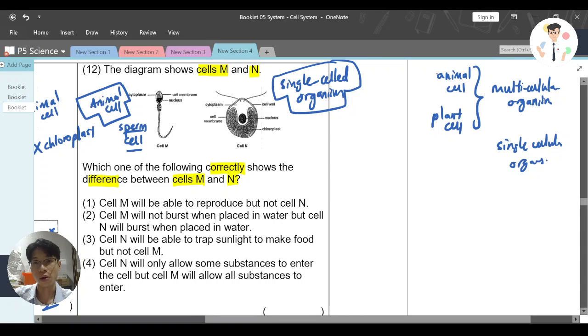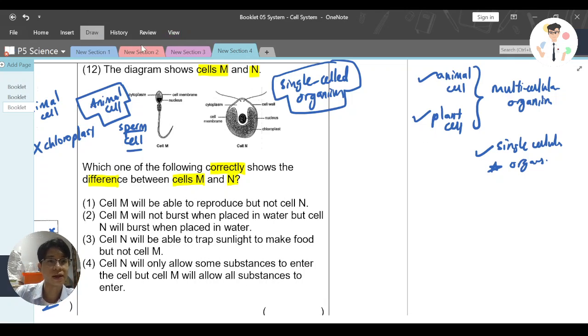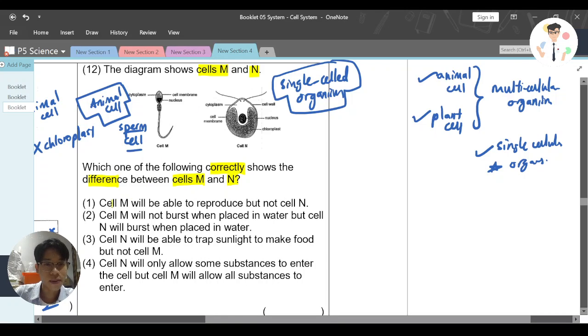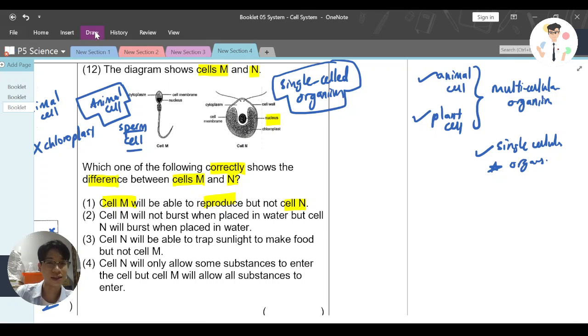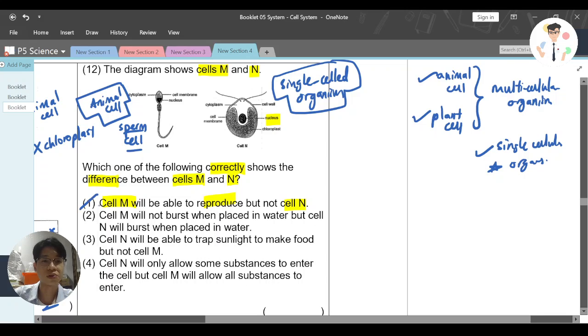Okay, don't forget, sometimes in a question you might see this, which we don't really touch that much, okay? But it's fine. Let's look at this question together. Number 1, cell M will be able to reproduce, but not cell N. No, cell N has the nucleus, so it also has the possibility to reproduce. So option 1 is wrong.